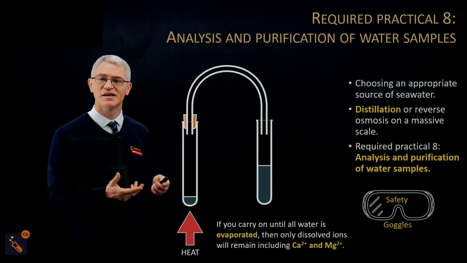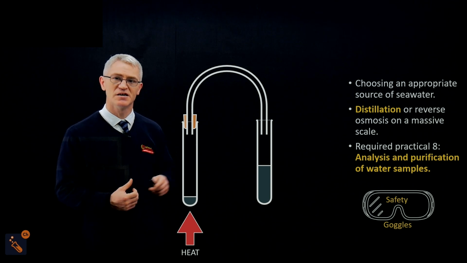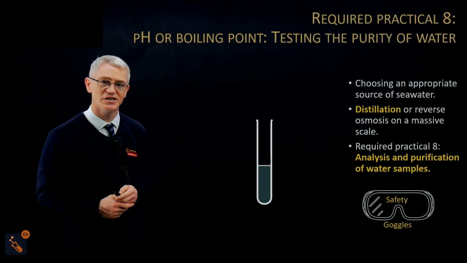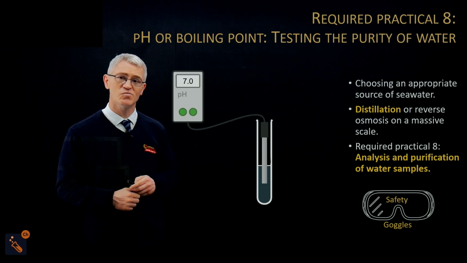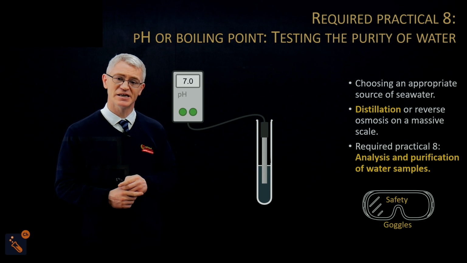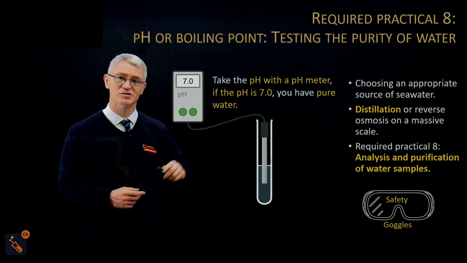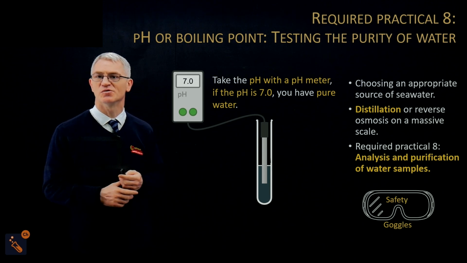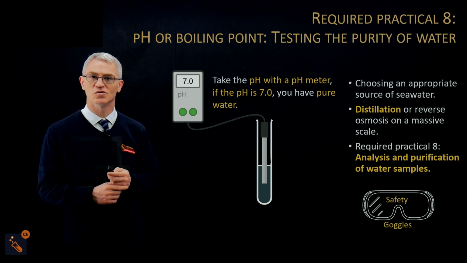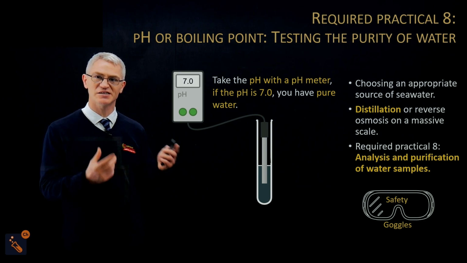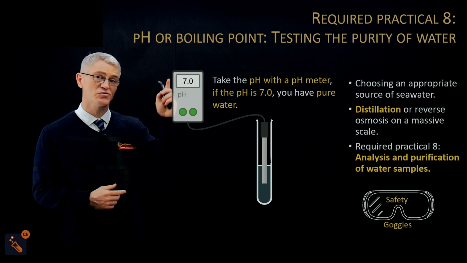But how do I tell that it's pure water? That's a really important question they often ask. So let's take the pure water that we've got here and look at how we can do it. Well, there's 2 ways. One way is looking at the pH, and this is a pH meter. And you've got the exam answer here. Take the pH with the pH meter. If the pH is 7, you have pure water. That's one way of doing it. And you will have done that in your required practical 8, just assessing the purity of water through the pH. You can also do it through the boiling point.